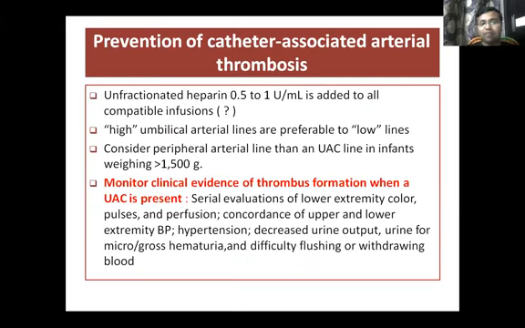For umbilical artery lines, we prefer high lines, between T6 to T9. Low lines are associated with thrombosis. If the baby is more than 1.5 kg, it is better to go for a peripheral arterial line.